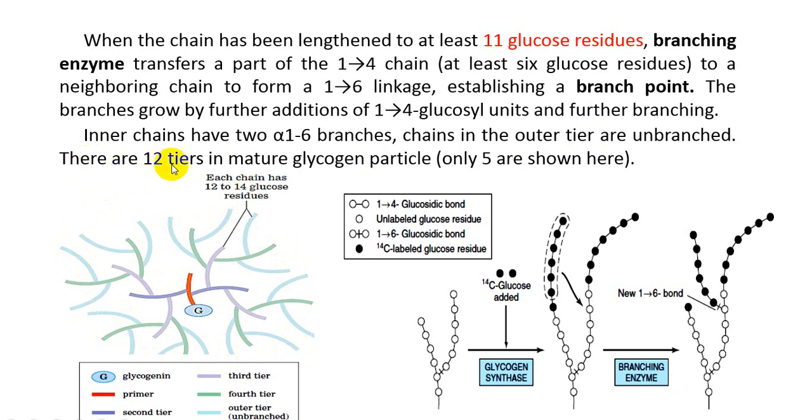And there are 12 tiers in mature glycogen particles. Now each mature glycogen particle must consist of 12 tiers. Here just 5 appear: 1 2 3 4 5. That means the outer tier is unbranched, and the mature glycogen particle consists of 12 tiers. Okay.